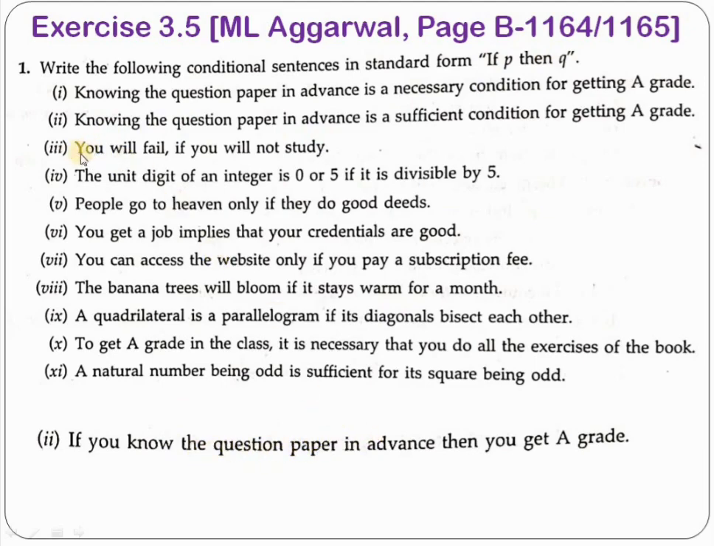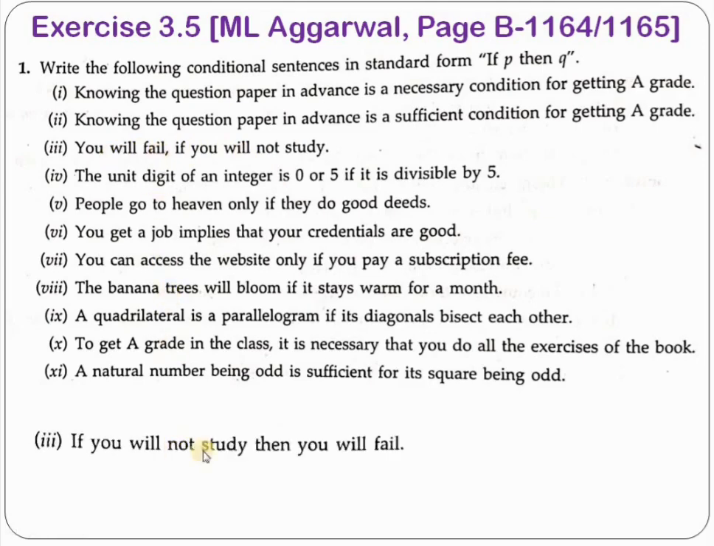So let's see the third one. So you will fail if you will not study. So "if" is coming in the middle, so this falls under your second condition, right? So second condition says Q if P. So whatever sentence is there first, that is your Q. So this is your Q and this is your P. So if you do not study, then you will fail.